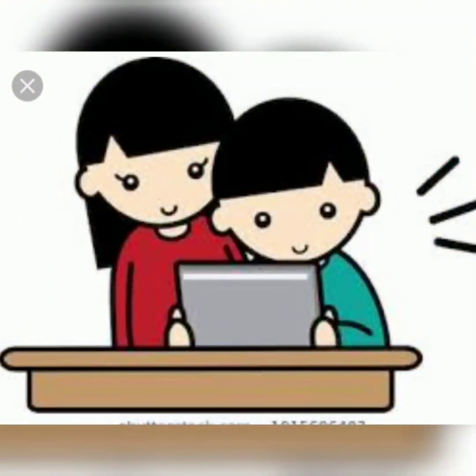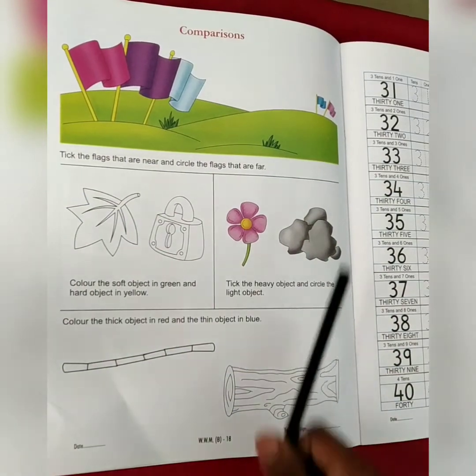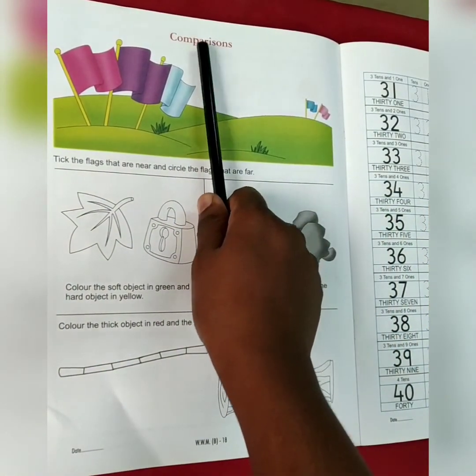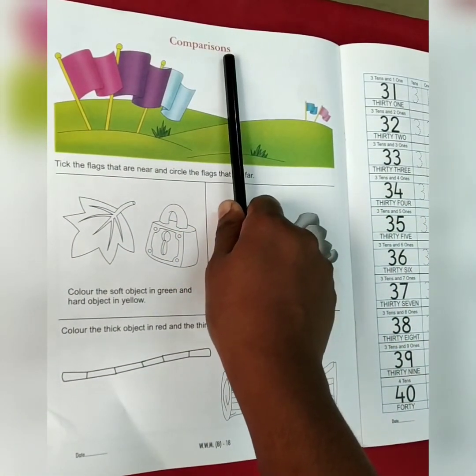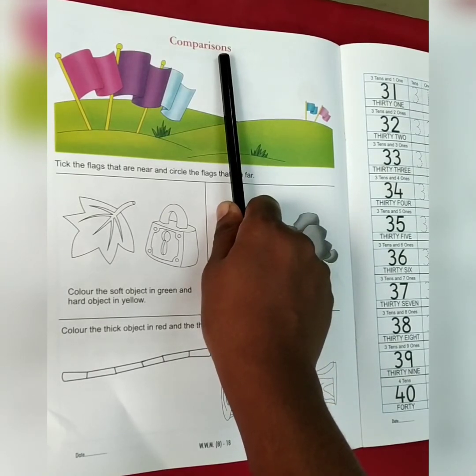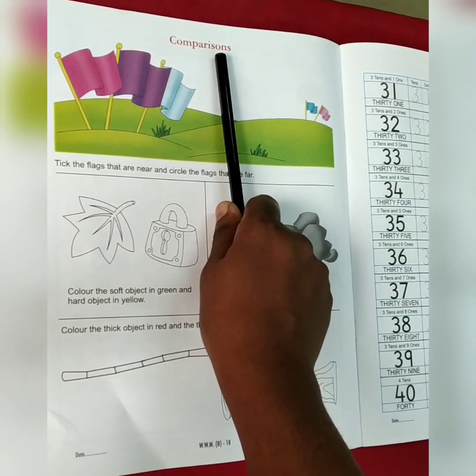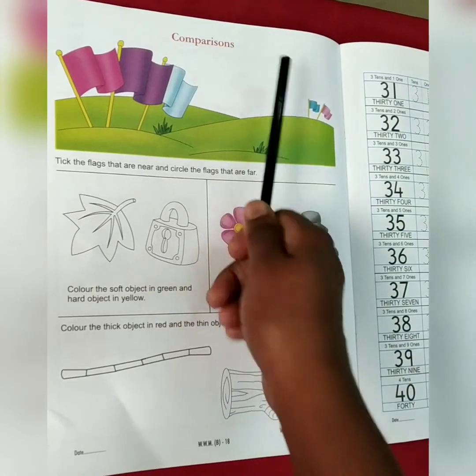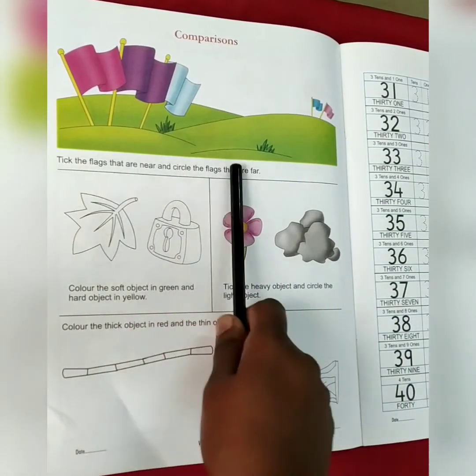Cuties, I hope you have enjoyed the video and understand the concept of comparison. Yes, cuties, we are going to learn comparison. You already learned in the video, yes or no? You have seen the video, isn't it? In the video, you have learned some opposites like comparing the objects, yes or no? Yes. Same way we are going to do this one.